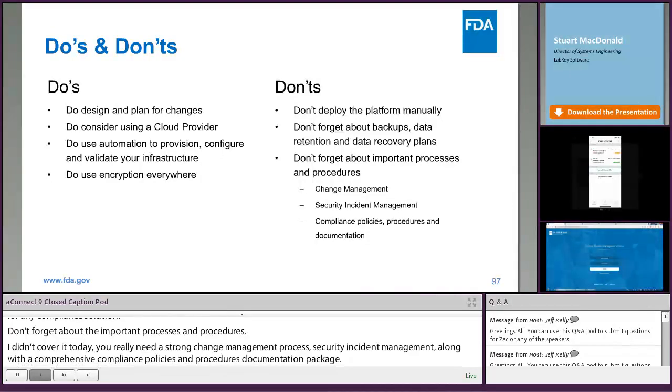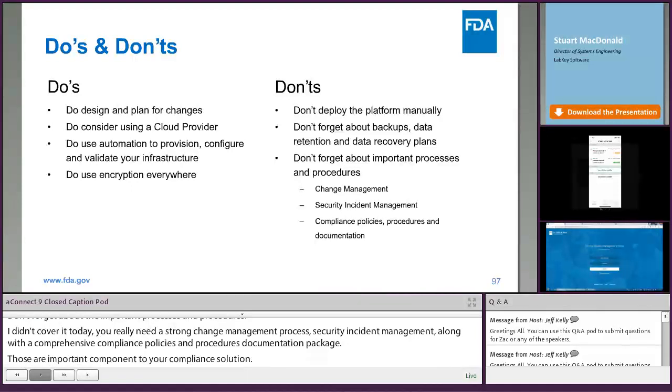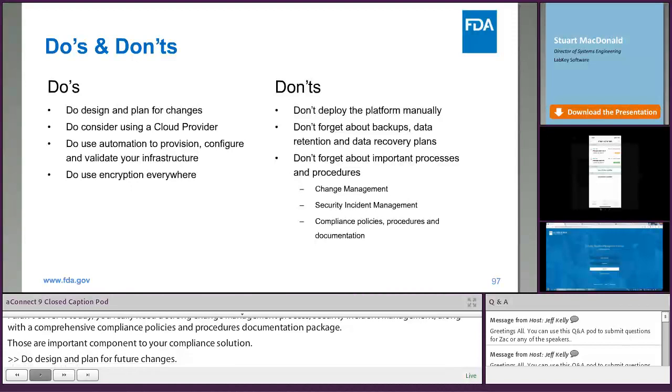On the do side, do design and consider and plan for future changes. If you start with a rigid design that does not take into account future changes, you're just going to make your future work more difficult.